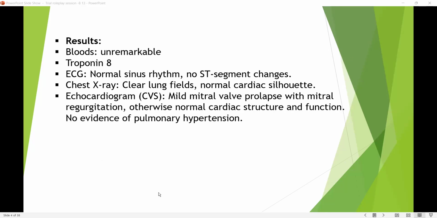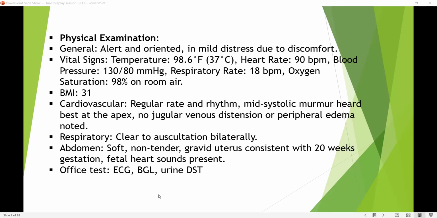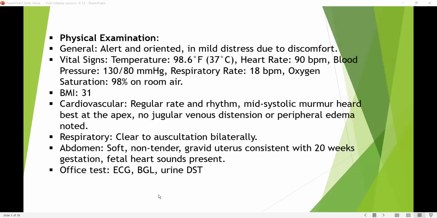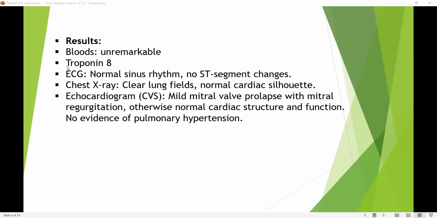So, the blood investigations. Your second task was to order investigations, then you will get the report and you need to explain it to your patient. Dr. Sarah ordered blood investigations. That was really nice. She also ordered D-dimer, but she didn't order troponin, which is another key point in this case. Always remember, a patient coming with chest pain, whatever the age is, you have to order troponin. And ECG is your key point. We are not doing a chest x-ray because the patient is pregnant.